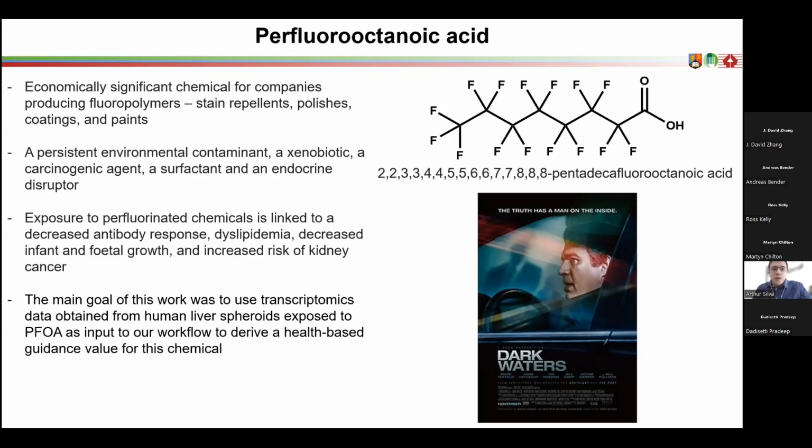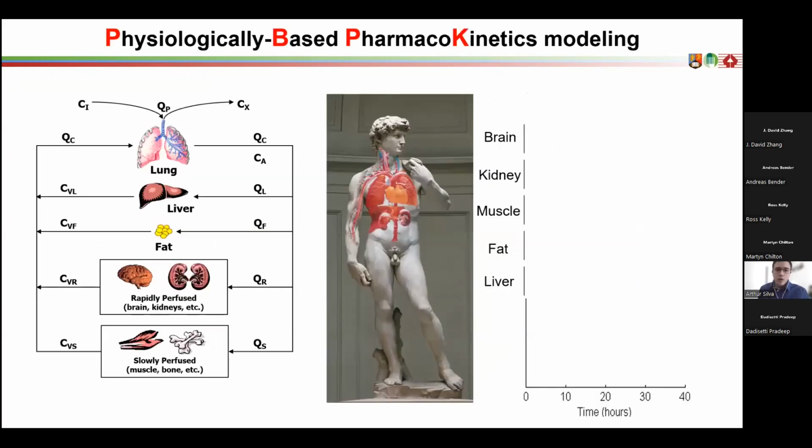The main goal of this work was to use transcriptomics data obtained from human liver spheroids exposed to PFOA as input to our workflow to derive a health-based guidance value for this chemical. So initially, it's important to mention that tissue dosimetry can be estimated with the application of physiologically-based pharmacokinetic modeling, or PBPK, and it was very well presented by previous speakers, Ross and Filip.